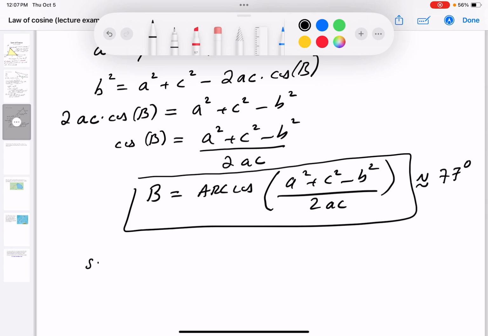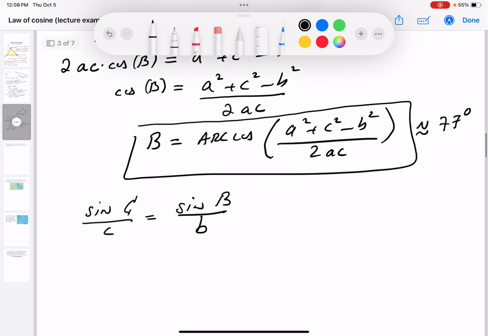So I'm going to say sine of C over side C is going to be the sine of, well, I do know B, over side B. And the question is, do I know those things? I know everything except for angle C at this point. So what I'm going to do is write this down. So sine of C is C, that's side C, sine of angle B, over B.